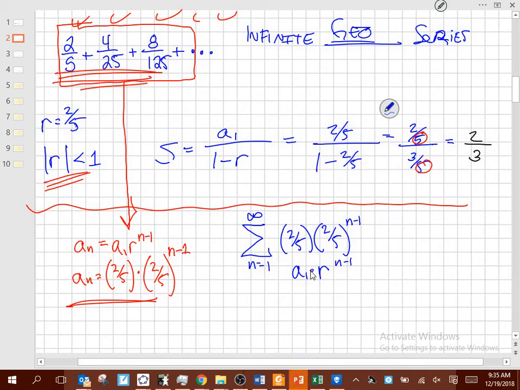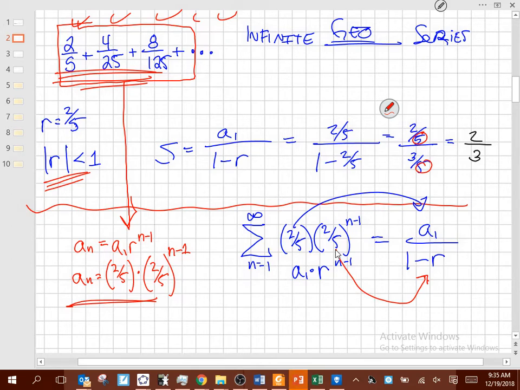It's geometric, right? So if I can recognize that this is geometric, and your r value is between -1 and 1, or the absolute value is less than 1, you can now know that it is going to equate to a sub 1 over 1 minus r. A sub 1 is 2/5. R is 2/5. You plug that stuff in, and you move on to the next. Is it okay?